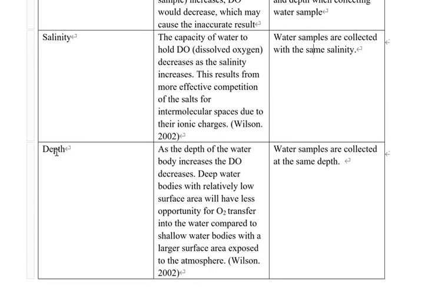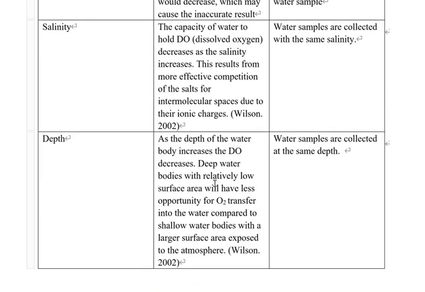Another example, depth. Also, we have to say the relationship between the depth and the dissolved oxygen. As the depth of the water body increases, the dissolved oxygen decreases. And the reason: deep water bodies with relatively low surface area will have less opportunity for oxygen transfer into the water compared to shallow water bodies with a larger surface area exposed to the atmosphere. And then the citation. Then how we keep the control variable constant. So we collect the water samples at the same depth.